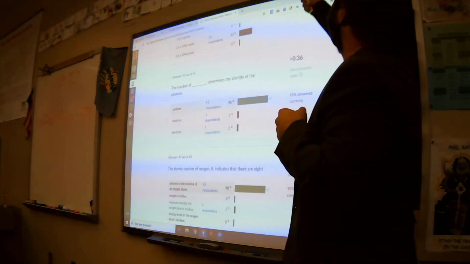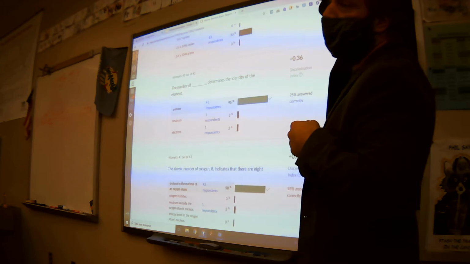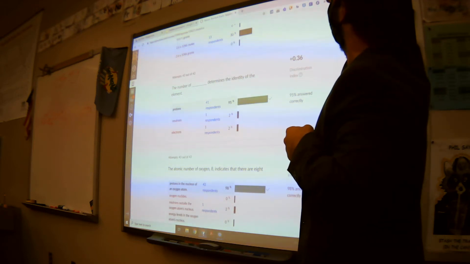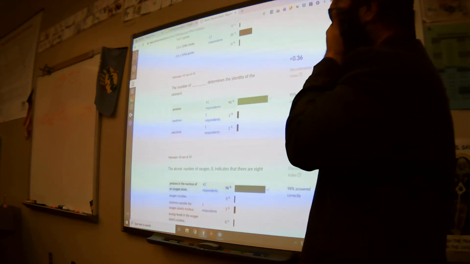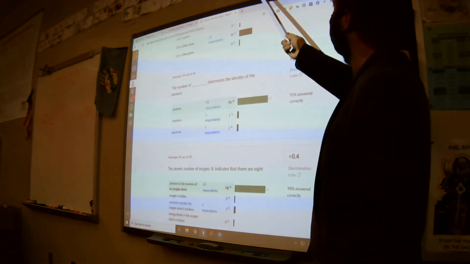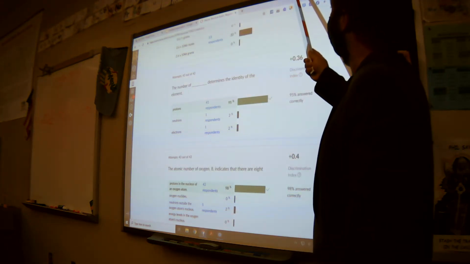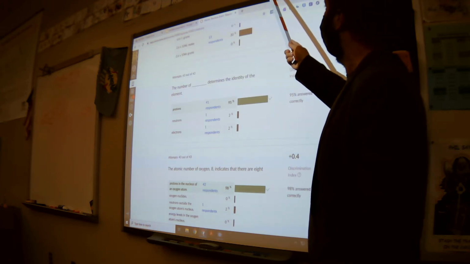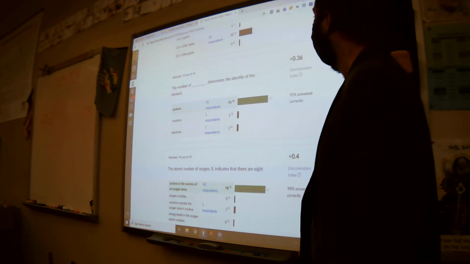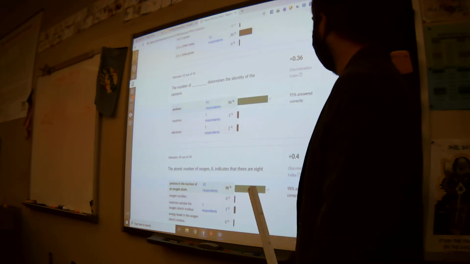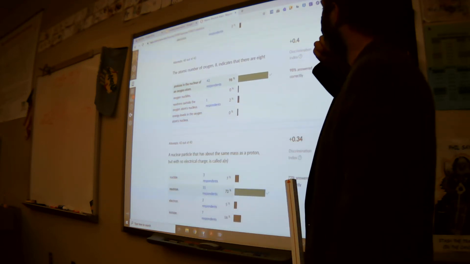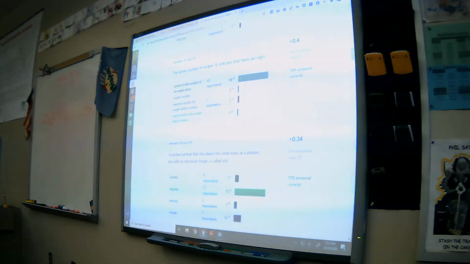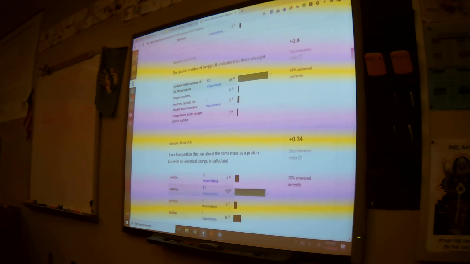Which one, though, if it gained one more? Oxygen, right? So if you wanted to get gold and you had a whole bunch of lead, you would need to get rid of how many protons? Like 2, 3. 3. The atomic number of oxygen is 8. This indicates that there are 8 protons. So it's the same idea there.